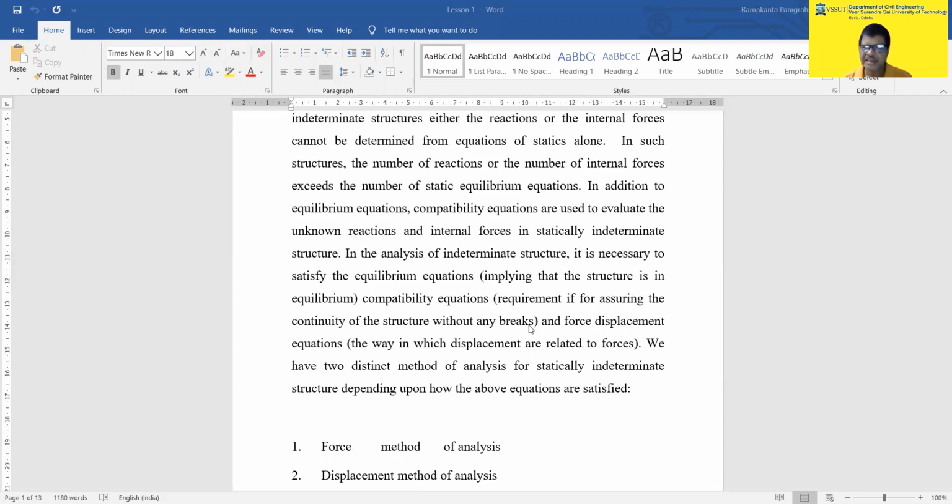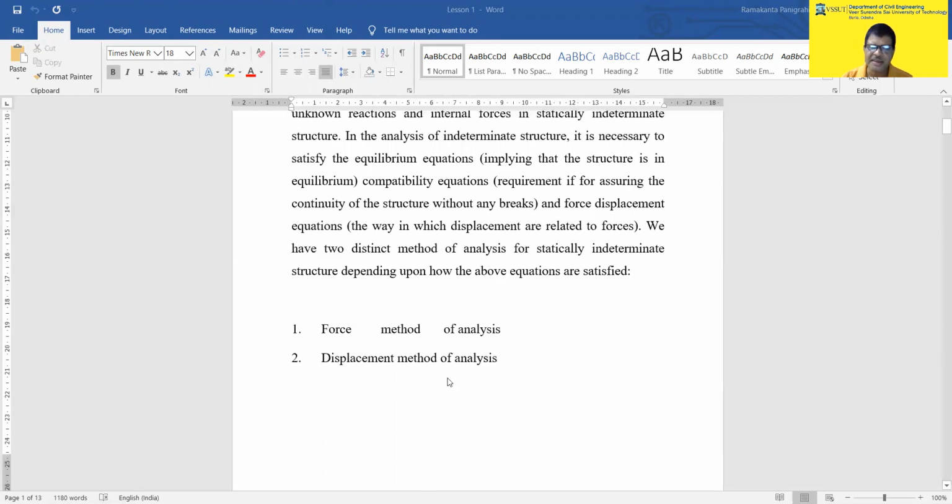So basically there are two distinct methods available for statically indeterminate structures, where the equations we have discussed, equilibrium equations, compatibility equations and force-displacement relationships, are satisfied. Basically, one is the force method and one is the displacement method. These are the two methods which will mostly be covered in your syllabus.